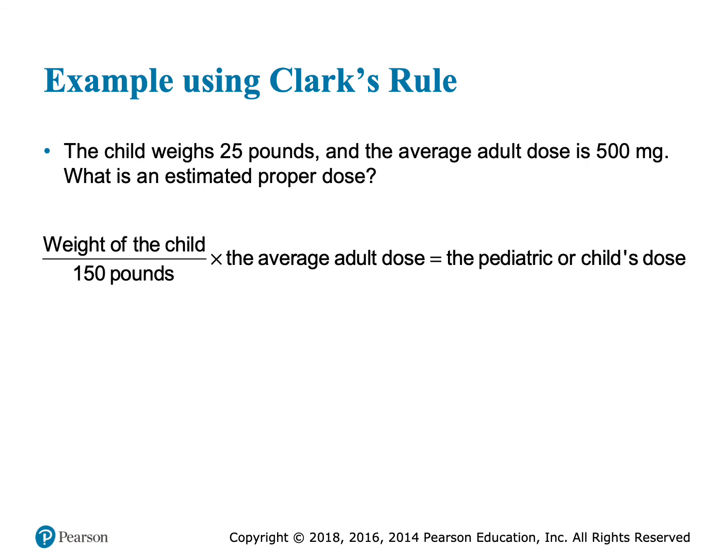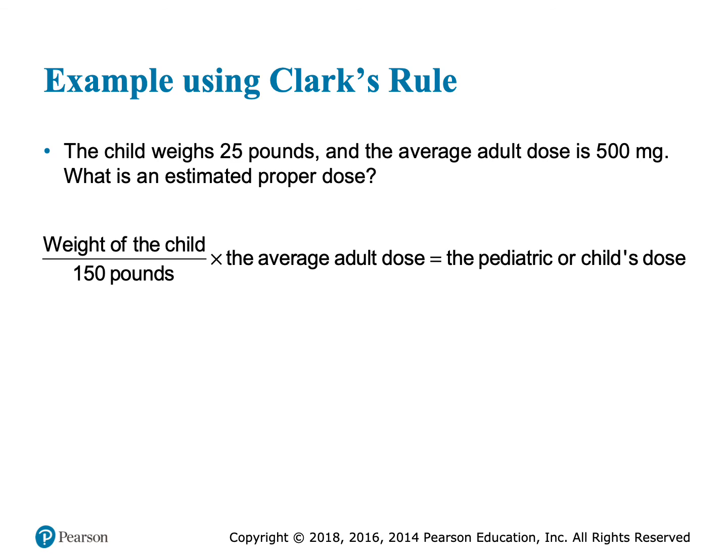Okay, so let's look at an example using each of these rules. The first one we're going to look at is Clark's rule. Remember the formula is weight of the child over 150 pounds times the average adult dose equals the pediatric or child's dose. The situation is we have a child that weighs 25 pounds and the average adult dose is 500 milligrams. Go ahead and work this out on your own, and then we will work it out together.